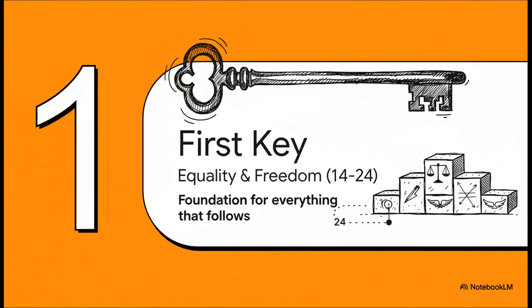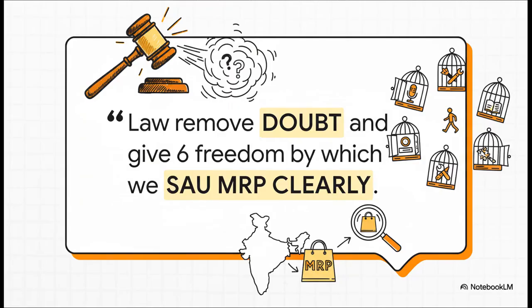All right, let's jump in with our very first key. Now, this one's the longest of the three, and it covers a huge chunk of crucial rights, all the way from Article 14 to 24. This one sentence is going to be the foundation for everything else. You ready? Here it is. Go ahead and say it in your head with me. Law remove doubt and give 6 freedom by which we saw MRP clearly.